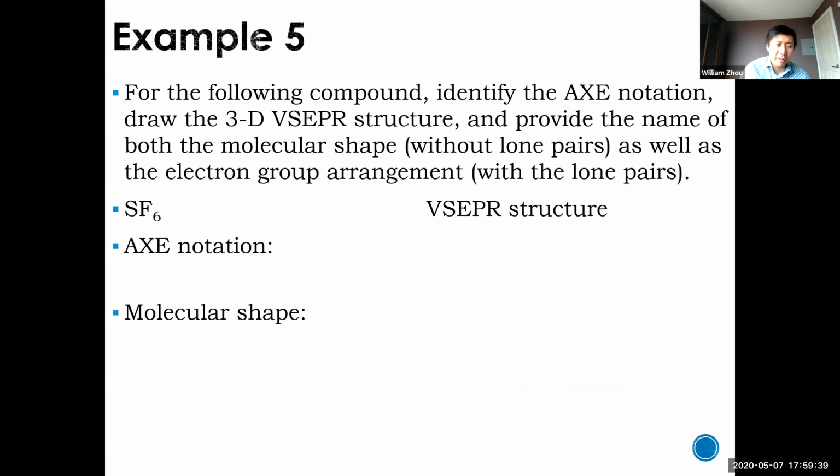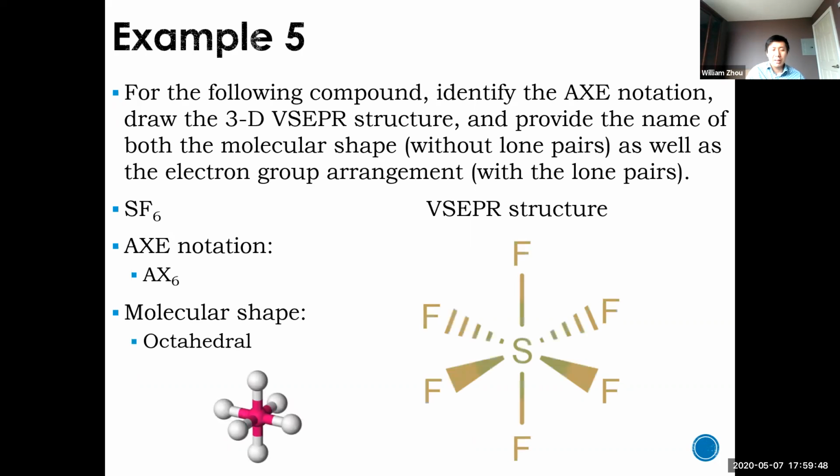Number 5, this one is easy, SF6, that is just AX6. If you see something with 6 things on it, it's going to be octahedral. It doesn't have any lone pairs, so it's the same as before, as the XeF4, except this one, you don't have any lone pairs. You just fill everything with F's.